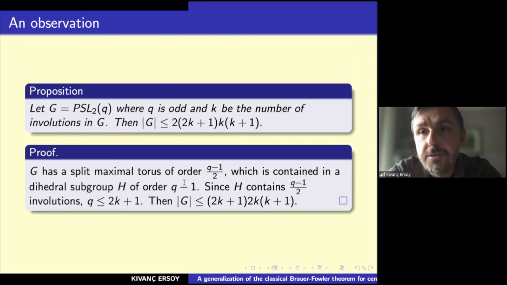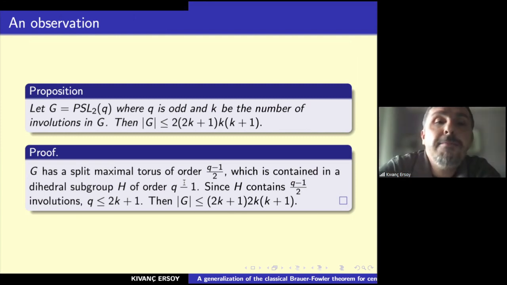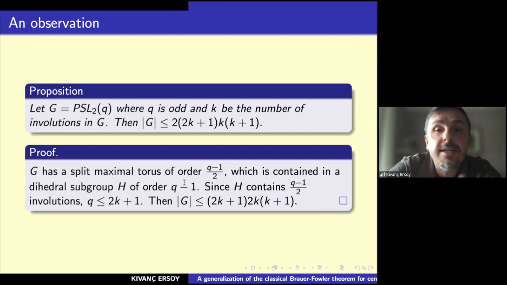I will sketch the proof. But first, we needed this proposition. Let G be PSL2(q), where q is odd, and k be the number of involutions in G. Then the order of G is less than this polynomial in k. This is an easy observation, but it was very useful in our proof.